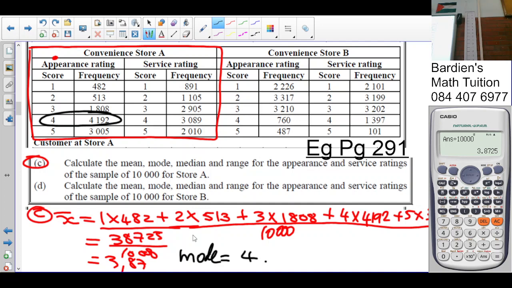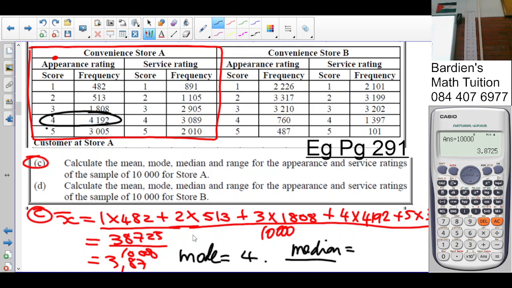Then what's the next question? The median. What is the median, people? The median is the middle number of sorted data. Is this data in order? Yes. Do you have the 1s, then the 2s, then the 3s, then the 4s, then the 5s? So is this data sorted? Yes. So, what is the median? The median is going to be the middle number. Not so?